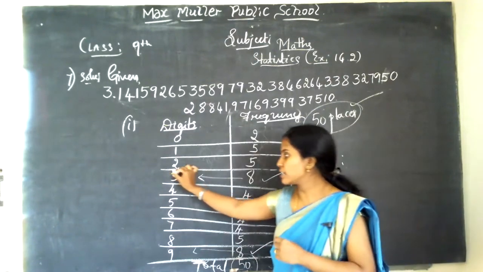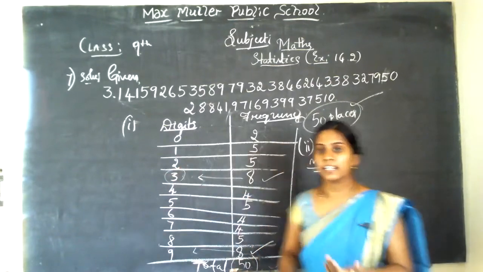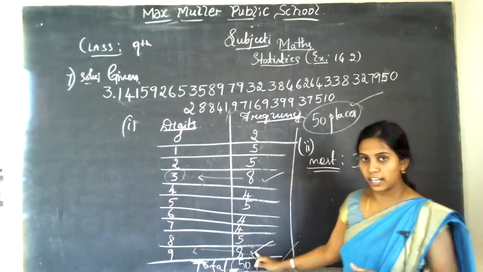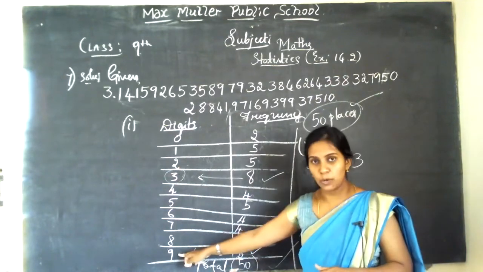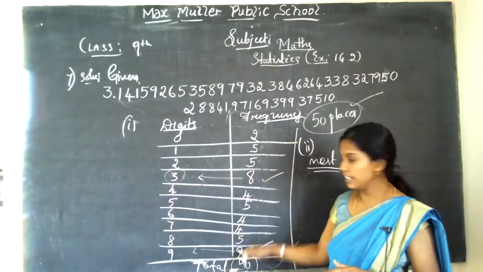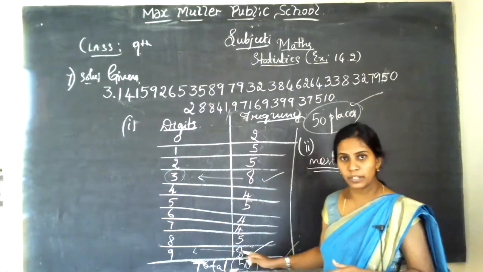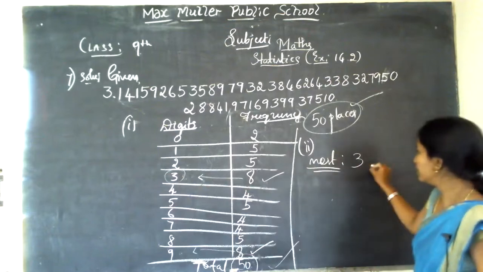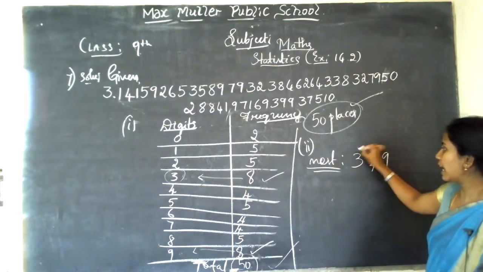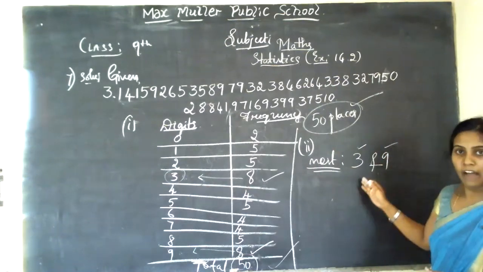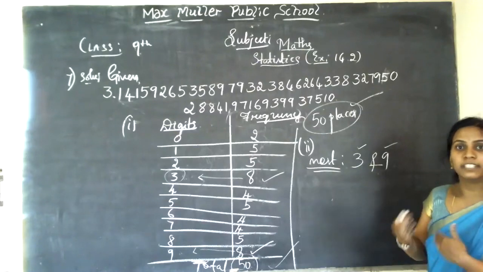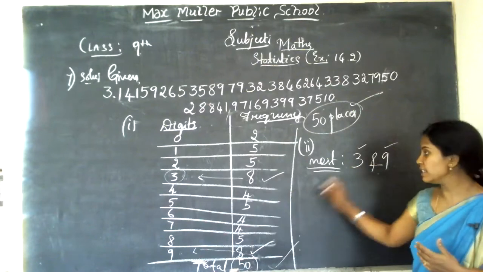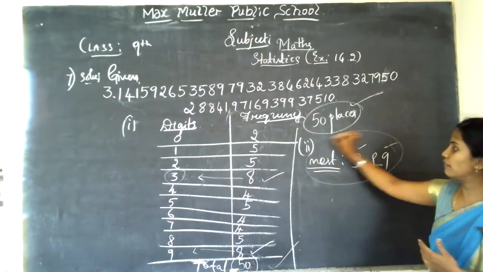So this digit occurred frequently, that is 3. And also when you observe the data, this 9 also has the frequency 8, isn't it? Both are same. So that's why you have to write the digits as 3 and 9. These 3 and 9 have occurred most of the time. When you observe the frequency, they are 8.